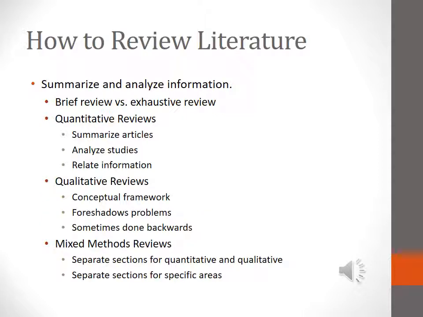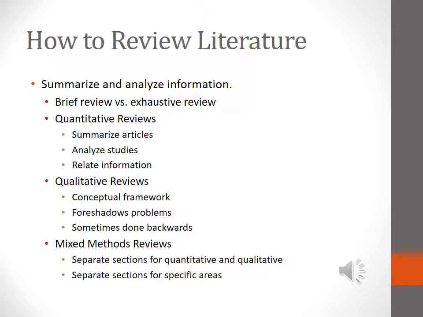So when you're looking at the literature review, summarize and analyze the information. There's differences between what's considered a brief review or an exhaustive review. Most of the time in journal articles, you'll see literature reviews about 3 to 5 pages, which would be considered a brief review. When you're looking at dissertations or theses, those are more like 15 to 20 pages, which means you really want to exhaust the literature to do this.